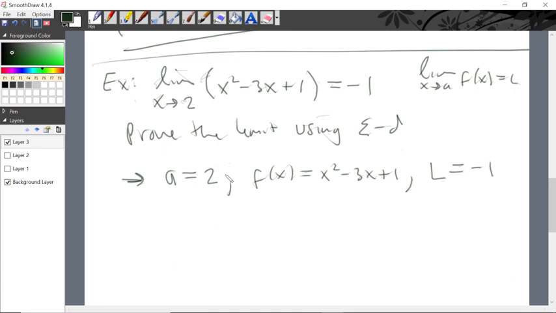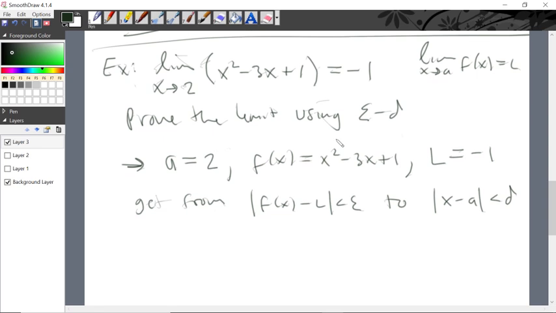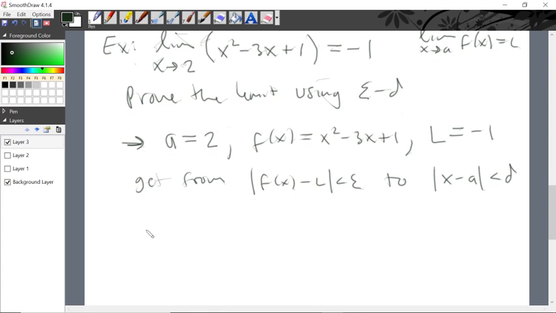We're going to want to start with, okay, get from the statement of the absolute value of f of x minus L is less than epsilon to a statement that says the absolute value of x minus a is less than delta, where delta is a function of epsilon in general, because epsilon is not specifically selected for us. All right. So let's start with this statement right here.